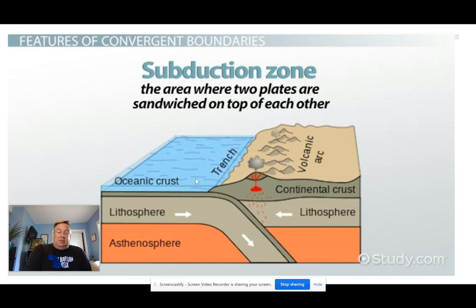Now, as this one plate goes underneath, you're going to get a trench. Think of it like a V. This picture doesn't really show it; it should come down more. That's going to be your deepest part of the ocean. The famous one that you may have heard of is the Marianas Trench, off the coast of Japan, which is the deepest spot in the ocean.